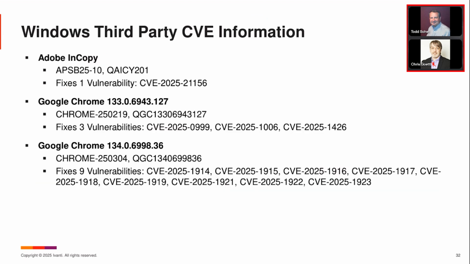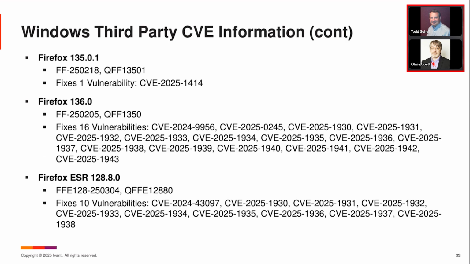The ones that did have CVEs released this month: Adobe InCopy was released. Google Chrome, a couple versions of that. As Chris mentioned, these are generally weekly updates that come out usually on a Tuesday. We did see the one this week, though. It came out on Monday, a little bit early. Firefox, of course, gets some regular updates. It also has some non-security releases as well. In this case, Firefox 136, a large number of vulnerabilities were addressed, 16 listed here.